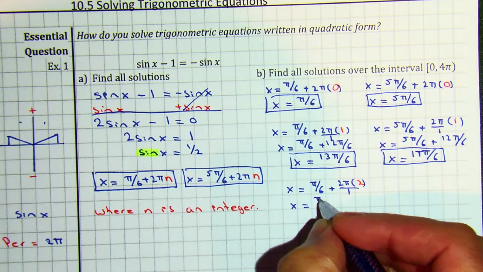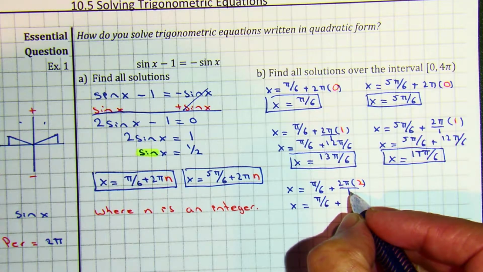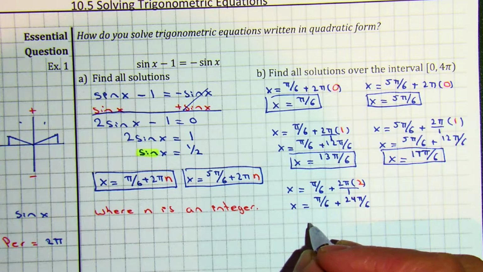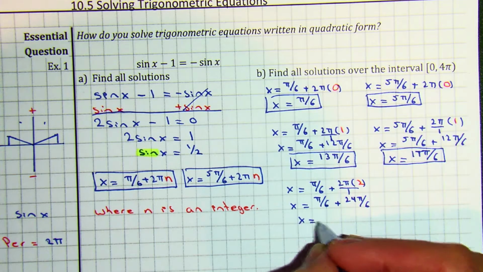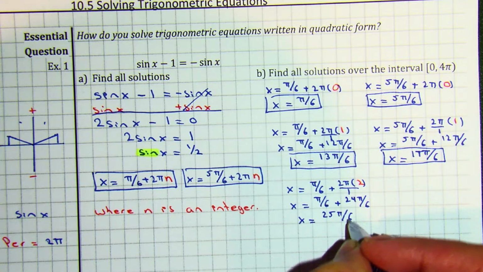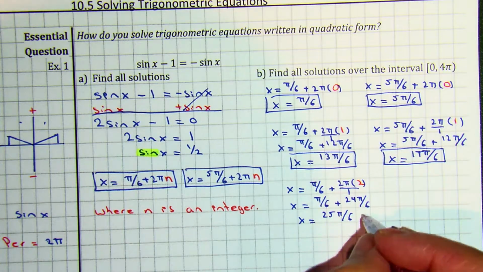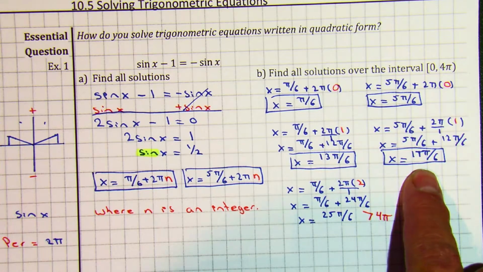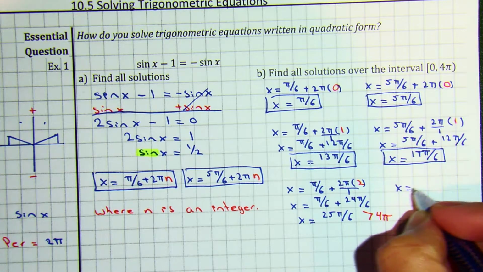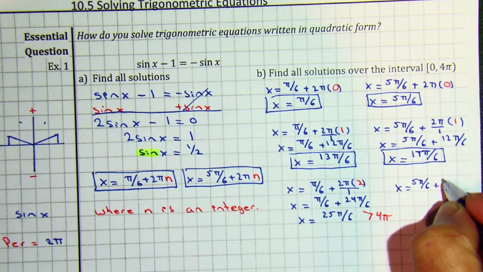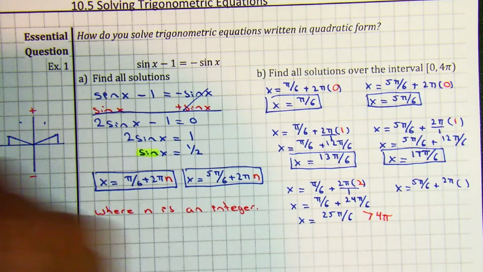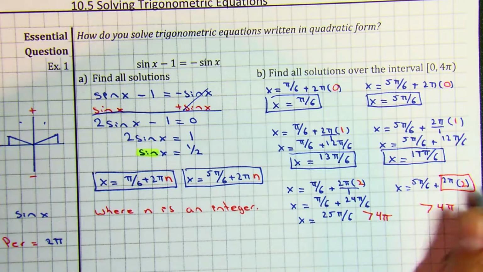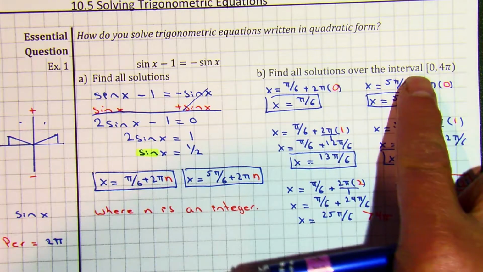That gives me pi over 6. Multiplied by 6 gives me 24 pi over 6, which is 25 pi over 6. And that is greater than 4 pi. And therefore we can stop, because even if we add this one here, x equal to 5 pi over 6 plus 2 pi times 2, well, this is already 4 pi, so this is going to be greater than 4 pi. We don't need it. We only needed the solution between 0 and 4 pi.